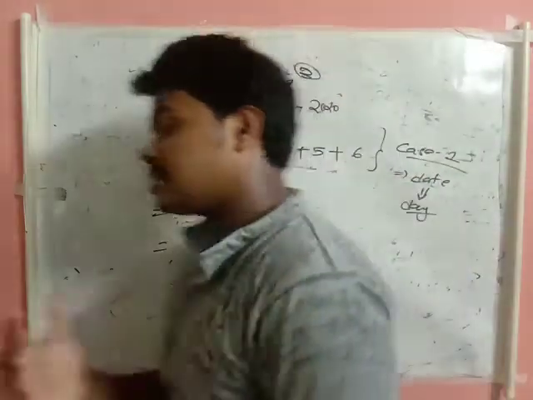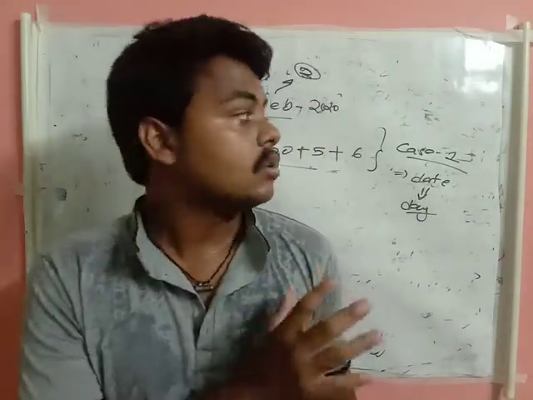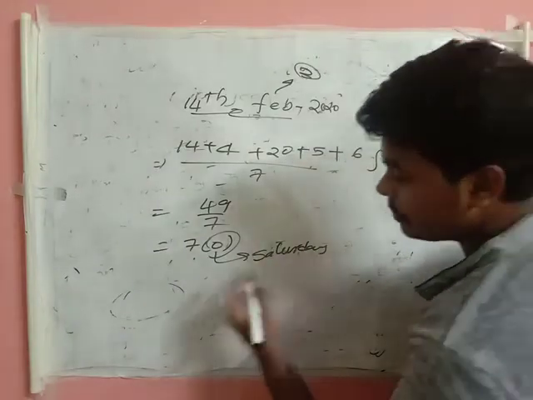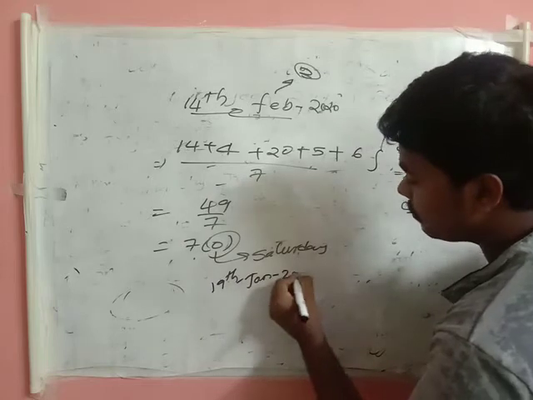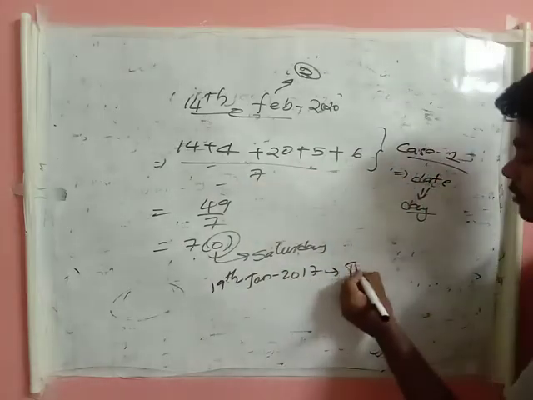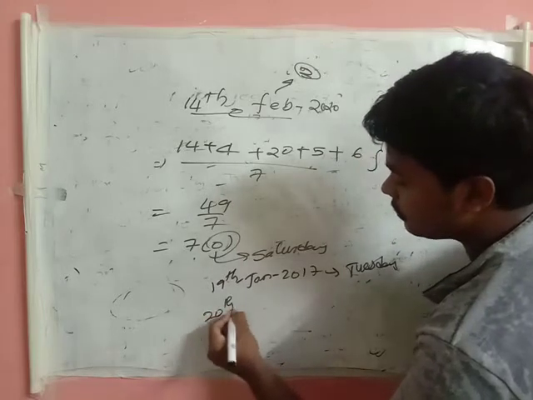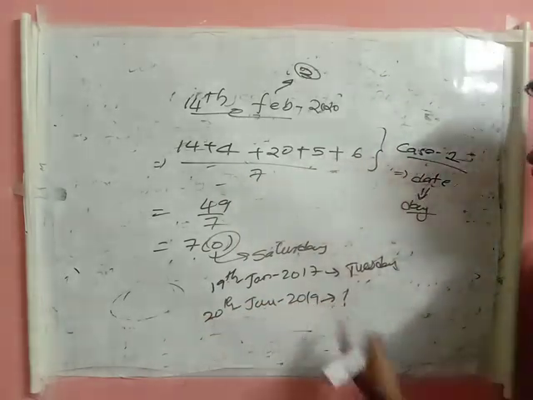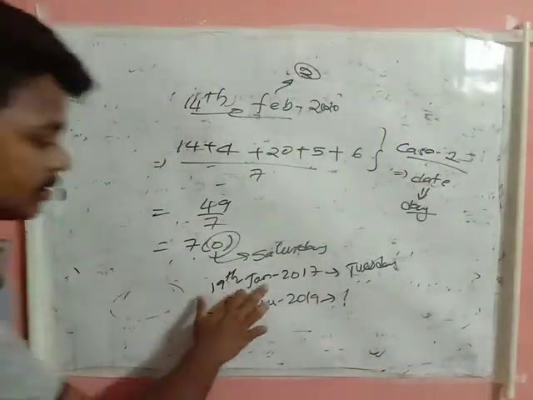But coming to case 2, which is somewhat more interesting compared to case 1, the questions based on case 2 will be like this. If 19th January 2017 is Tuesday, then what is the day on 20th January 2019? They will be asking some questions like this. So this comes under case 2.